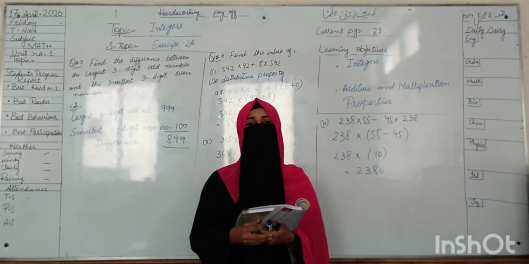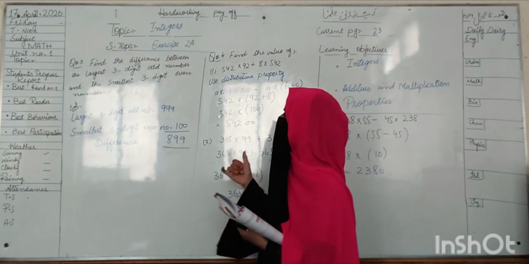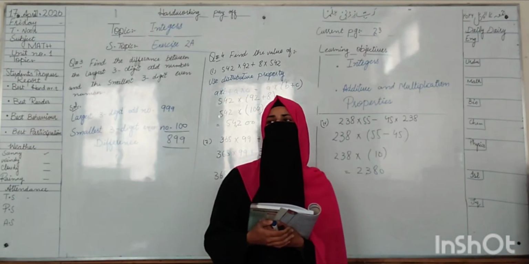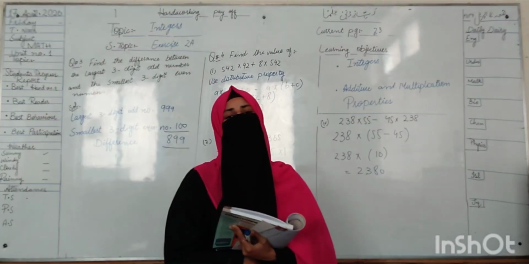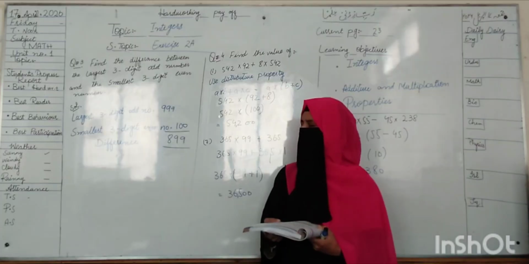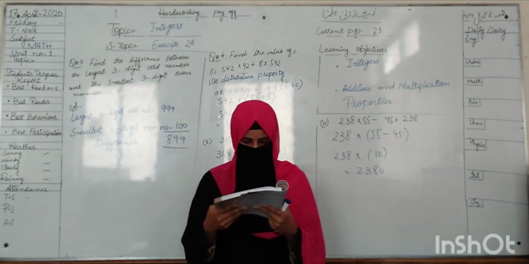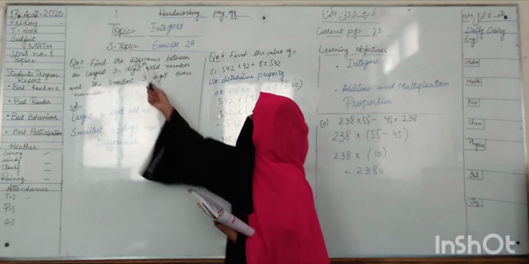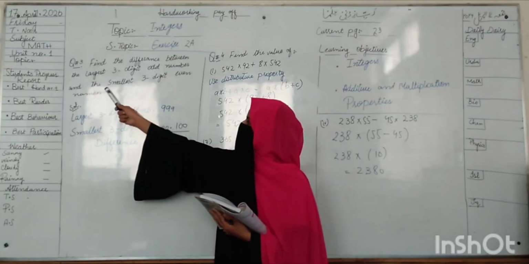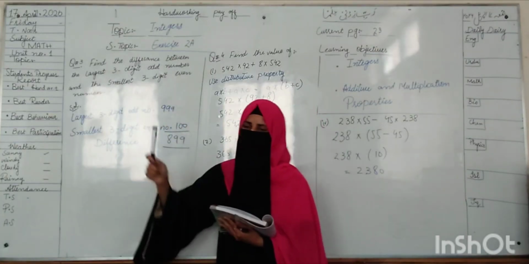So according to this, we have to do question number 4, and question number 3 is about your integers. Let's say you write a whole number and write an even number and then find the difference. So let me start our today's lecture. Look at question number 3. It says: find the difference between the largest 3-digit whole number and the smallest 3-digit even number.